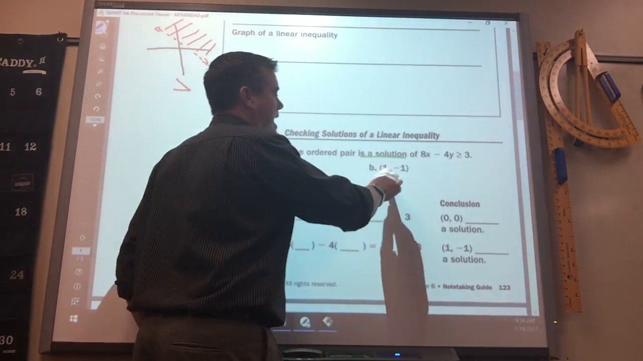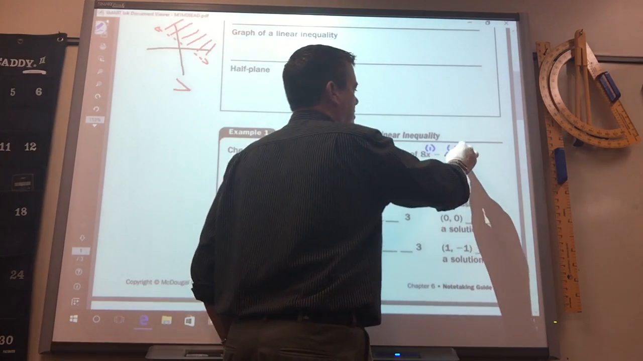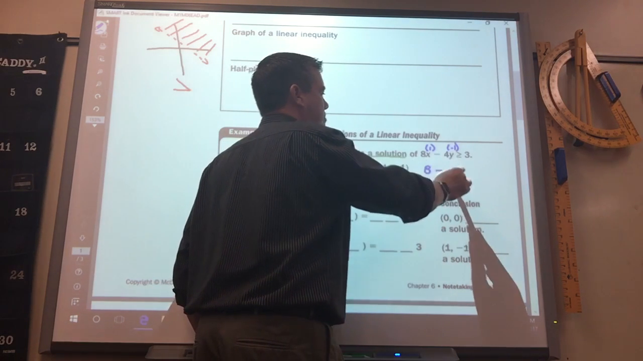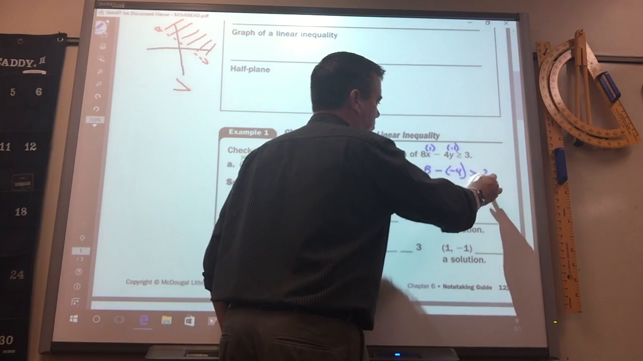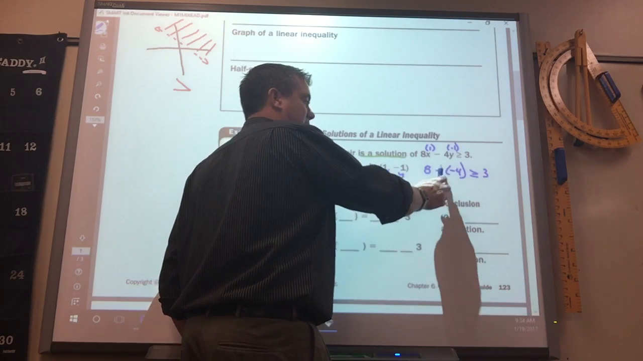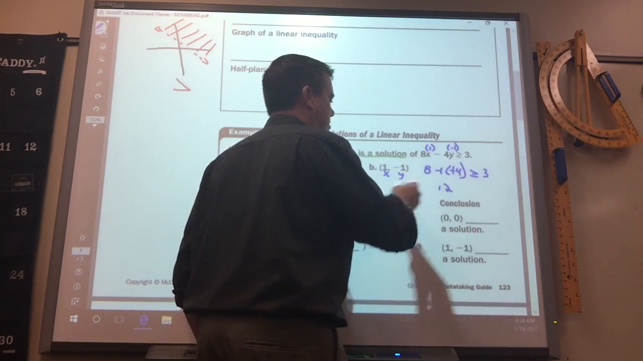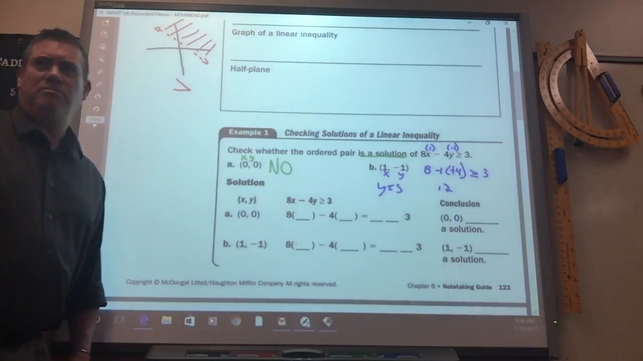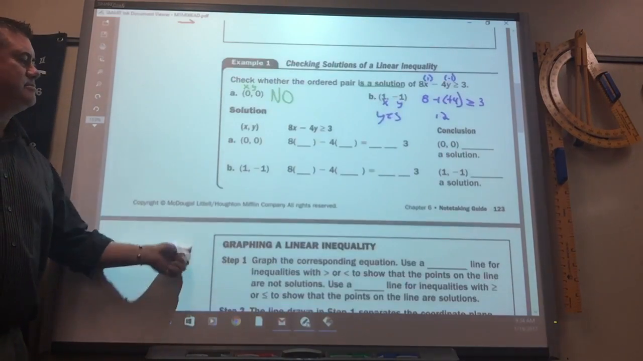So here we've got x is 1 and y is negative 1. 8 times 1 is 8. Take away 4 times negative 1 is negative 4. Yes, because what's 8 take away negative 4? 12. Change the sign, change the sign. So, those are simple, right? Okay, good.